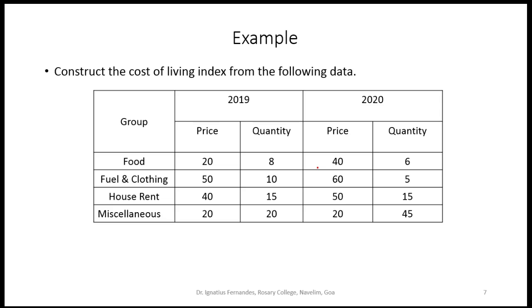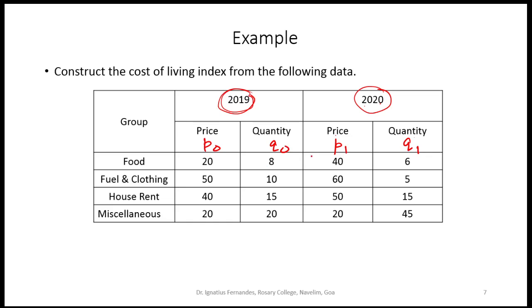In case you have the data in terms of prices and quantities in the base year and in the current year, then, like we said, here we use Laspeyres price index number in constructing the cost of living index. So I have 2019 and I have 2020. Let us consider 2020 as the current year. So I have the prices in the current year, which are P1, and quantities in the current year, which are Q1. 2019 is the base year, so this is P0, this is Q0.